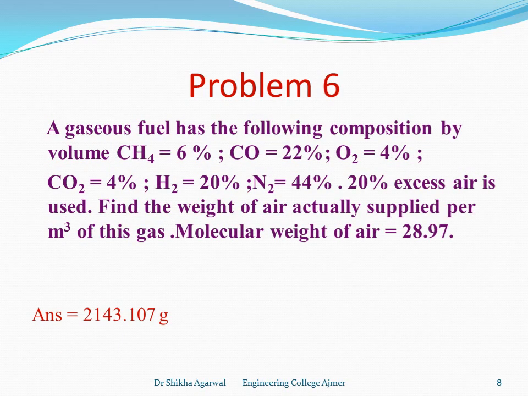Now next, problem number 6: a gaseous fuel has the following composition by volume: methane 6%, carbon monoxide 22%, oxygen 4%, carbon dioxide 4%, hydrogen 20%, nitrogen 44%. 20% excess air is used. Find the weight of air actually supplied per meter cube of this gas. So once again, the answer here is 2143.107 grams.